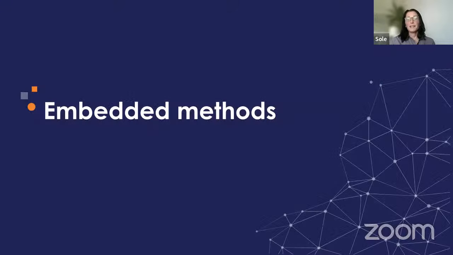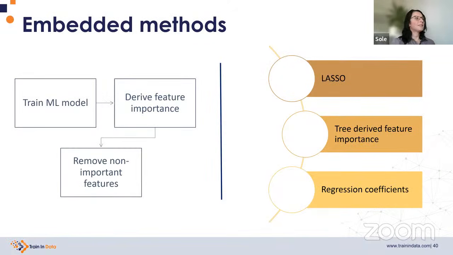So something that is less computationally expensive are the embedded methods. Embedded methods are procedures that are baked into the training or the induction of the machine learning model. So there are models that, when they find the optimal parameters to match the patterns of the features to the target, also assign some feature importance. And so we train the model, we then derive the feature importance, and then we can either remove the non-important features or select the most important features.